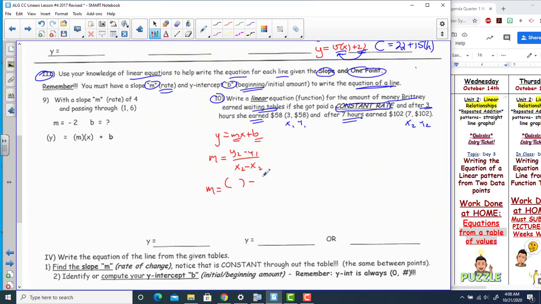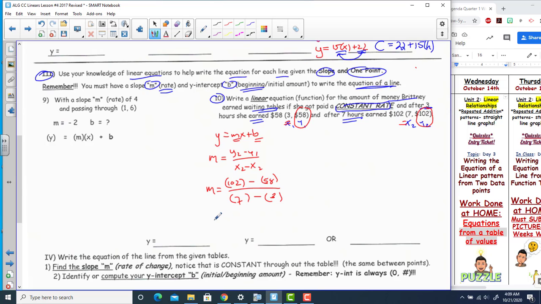Substitute using parentheses, and I like to set the formula up even before I get started. So I'm going to do parentheses minus parentheses over parentheses minus parentheses. I'm going to begin by substituting y2, the final measured amount, in the first position in the numerator. Then I'm going to substitute y1 in the second position. I'll continue to substitute the final time we measured, after 7 hours of working, and I'll subtract out the first time we measured, 3 hours of work.